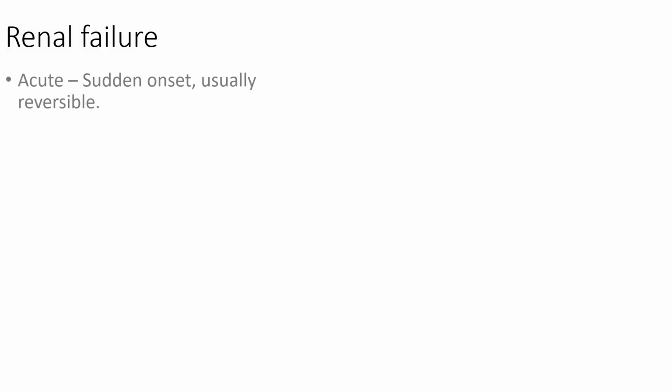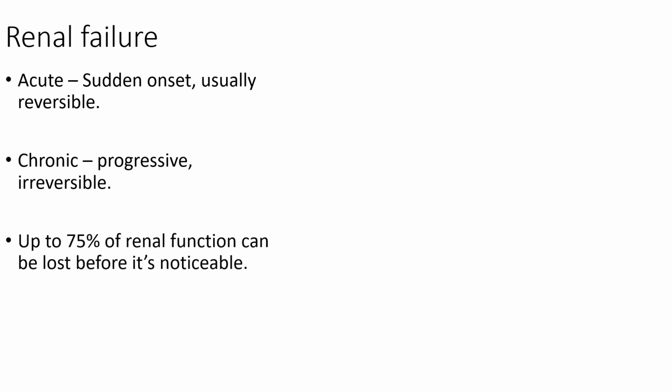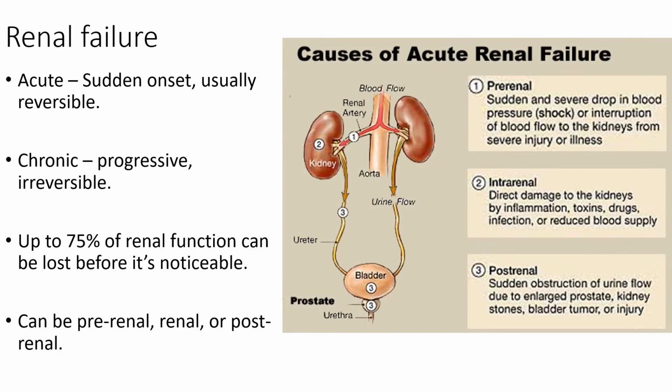Right, renal failure is next. Renal failure can be acute, meaning sudden onset, and it's usually reversible. It can be chronic and progressive, and that can be irreversible. Up to 75% of renal function can be lost before it's actually noticed. That's a thunderingly big amount.